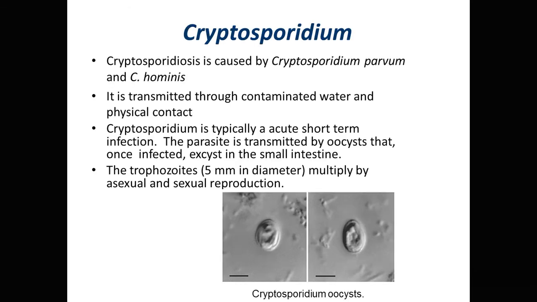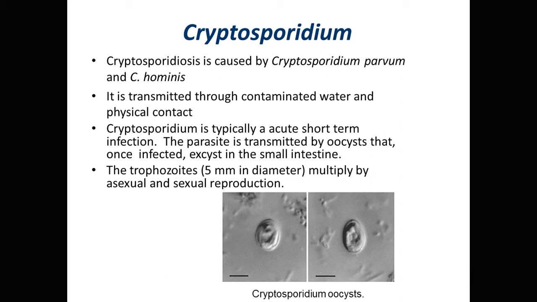So let's move to the sporozoans, and to this group also belongs Plasmodium that causes malaria. But let's start first with Cryptosporidium. Cryptosporidium also causes GI tract infections, and it is mainly transmitted through contaminated water or physical contact.